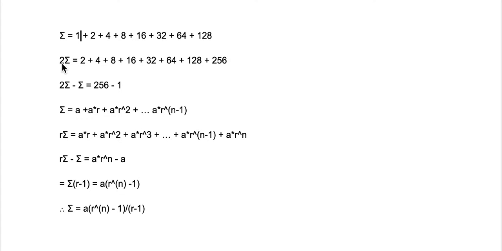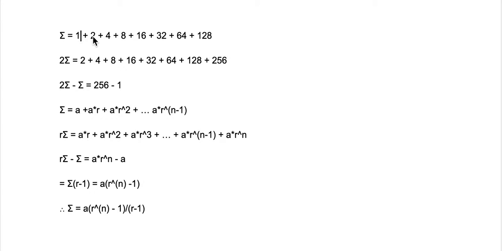So if we do that, we get 2 sigma. This is the summation. And then if we times this by 2, right, we get 2 at first, then 4, because 2 times 2 is 4. 2 times 4 is 8, so on and so forth, right? And you get all these numbers. Now, if we find the difference between 2 sigma and sigma, well, we will get sigma, and we will get the summation for this series.